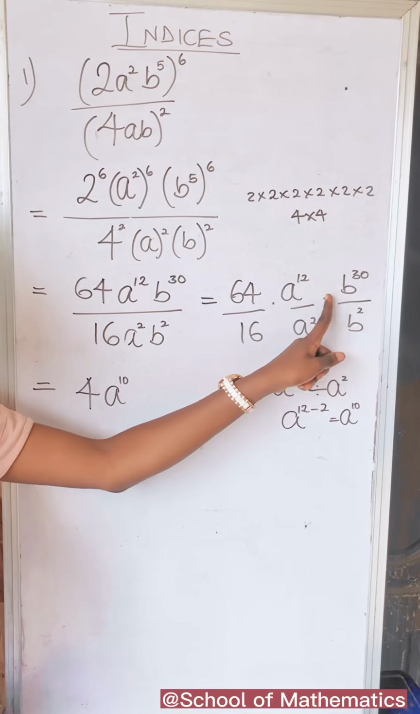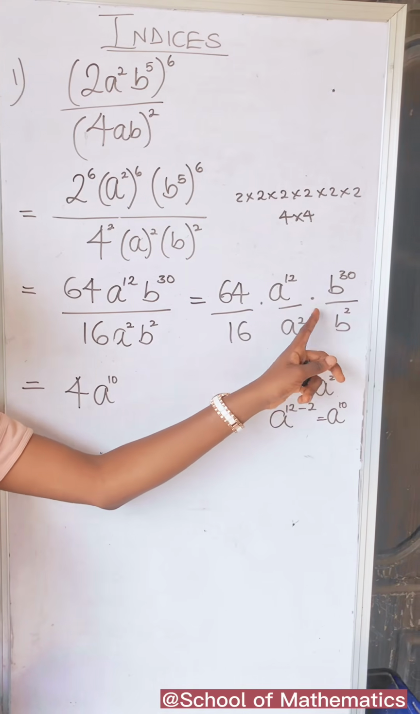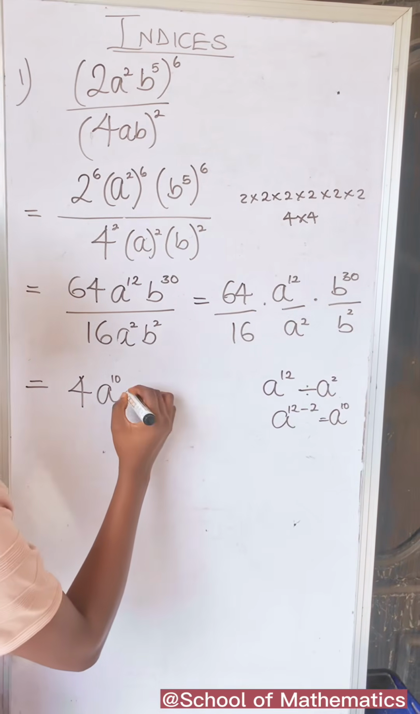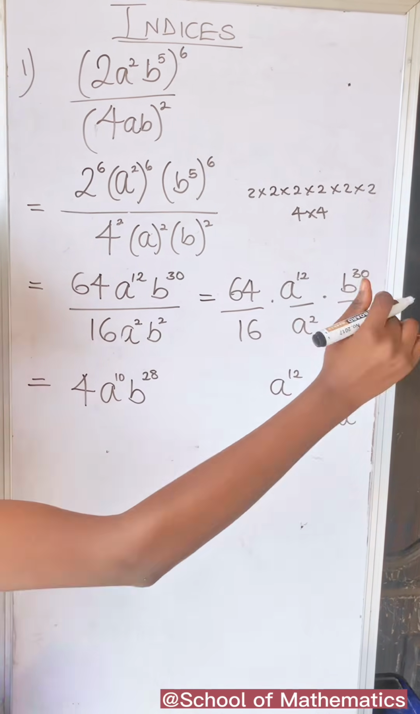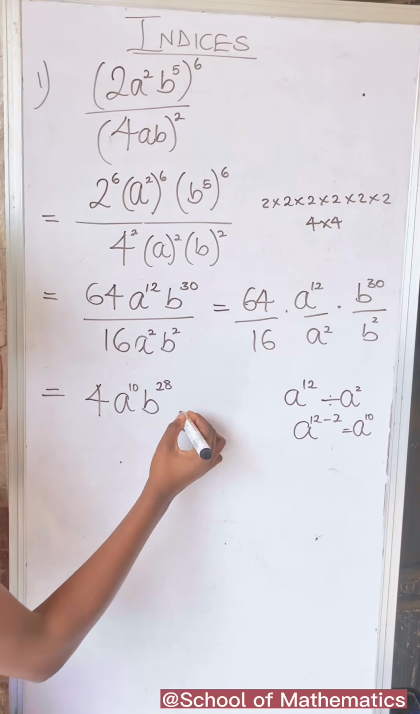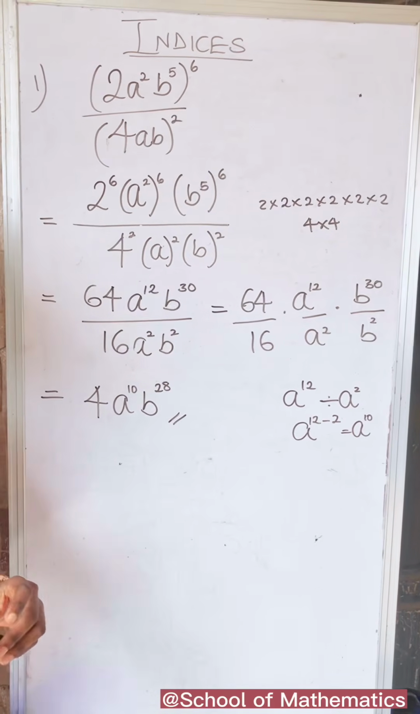Now looking at this, somebody can tell me the answer already. You have B raised to the power of what? 28, because we have a division and so you have to subtract the powers. So now you have an answer to your question.